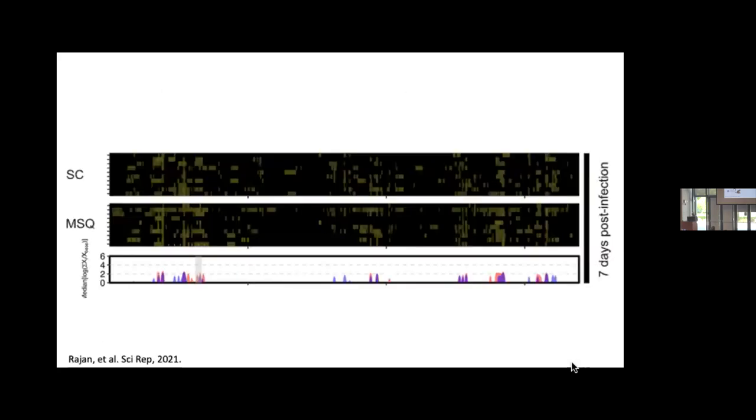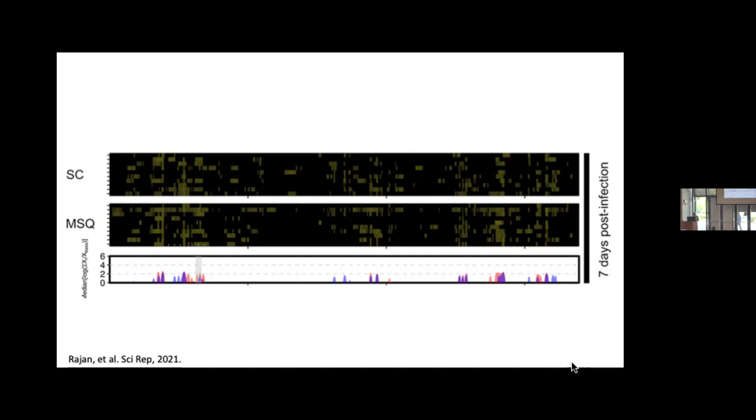And so what I'm showing you here is the results of these experiments, and what FIPSeq data looks like. On the top bar, every line is an individual rhesus macaque that was subcutaneously infected. And on the bottom, every line is one of the rhesus macaques that was infected by a mosquito bite.